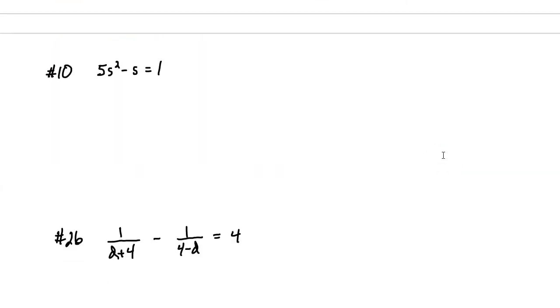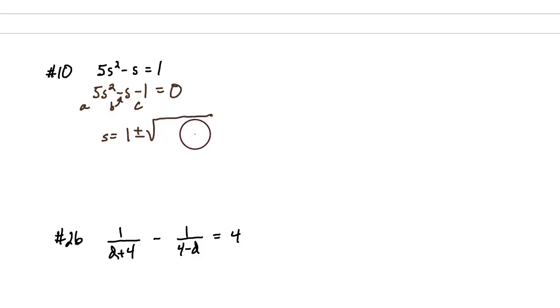Number 10, the directions say we have to use the quadratic formula. So let's first make standard form. 5s squared minus s minus 1 is equal to 0. The value of a is that 5, the value of b is the -1, and the value of c is this -1. So we have s equals -b, that turns out to be 1, plus or minus.